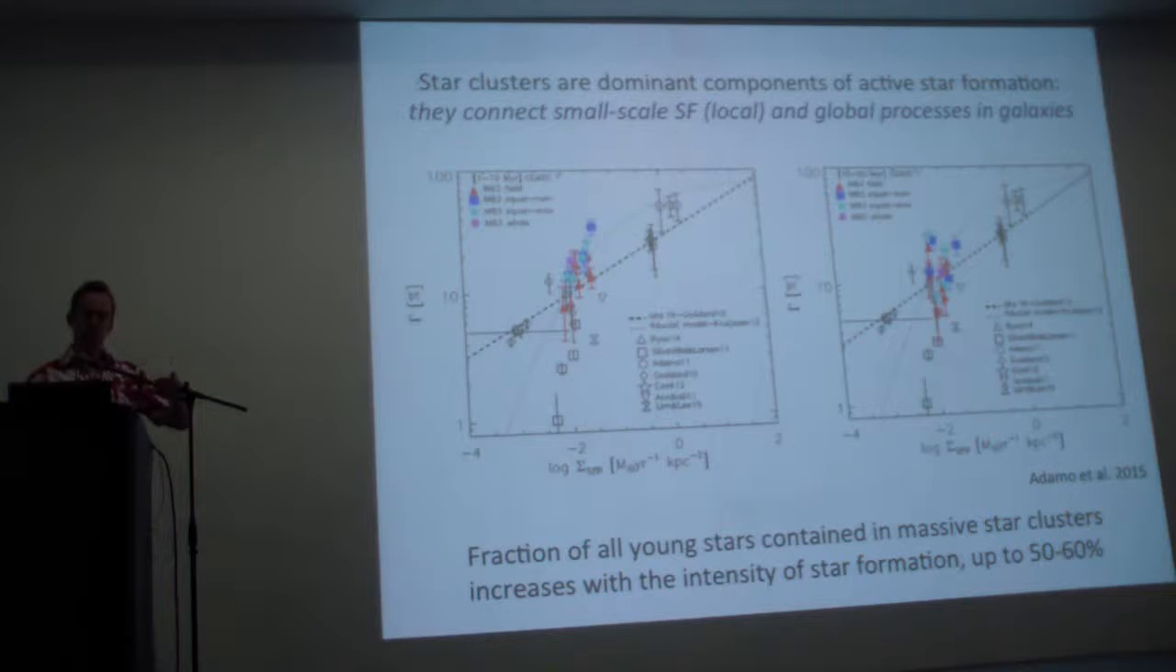What we know about them is that the fraction of all stars that form in active star-forming galaxies becomes larger and larger in the form of massive star clusters as the intensity of star formation increases. Specifically, this plot shows the density of star formation rate, and this is the fraction of all young stars that are formed in the form of star clusters, and there's a very clear trend that this increases for clusters of various age, less than 10 million years and greater than 10 million years.